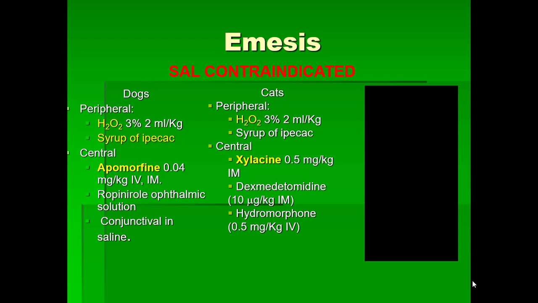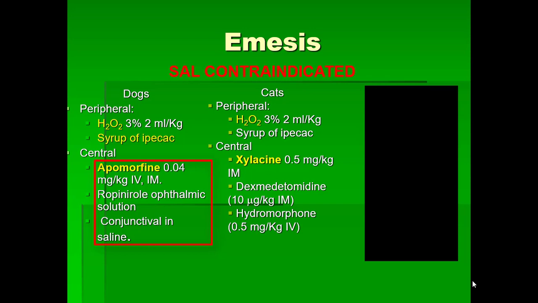If we talk about the centrally acting drugs, apomorphine is the way to go with dogs. It can be administered intravenously. And if you have a tablet, you can crush it in saline solution and apply it directly onto the eye.